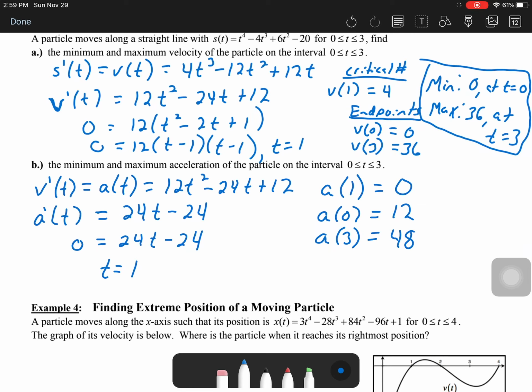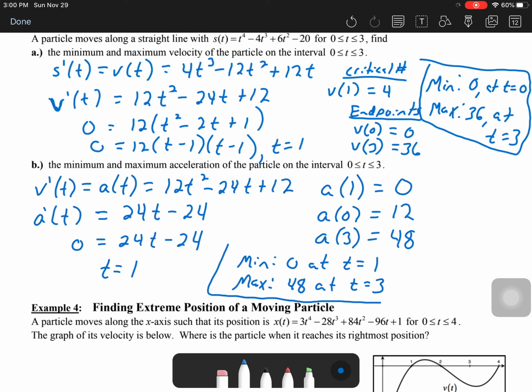Okay, so our minimum acceleration is going to be 0. It's 0 at time 1, it looks like. And so that one did occur at our critical number in this case. So our minimum acceleration did occur at our critical number of time 1, and our maximum acceleration is 48, and that occurred at time 3 seconds. At t equals 3 seconds, okay? And so that one occurred at an endpoint.